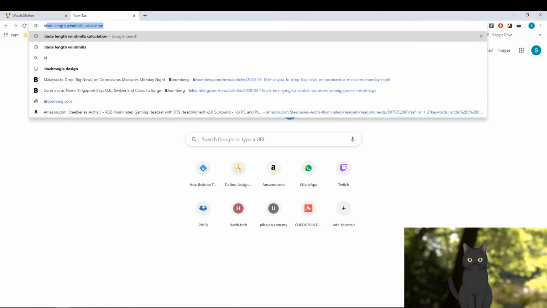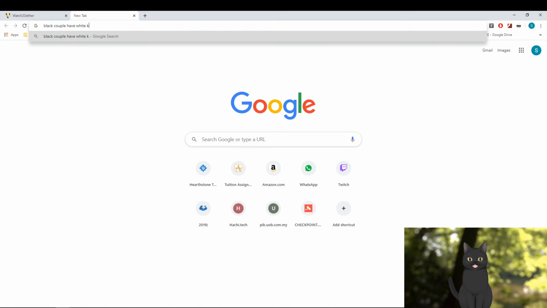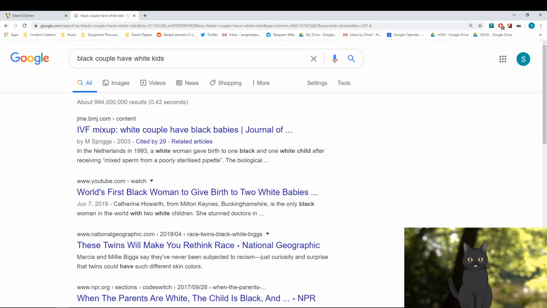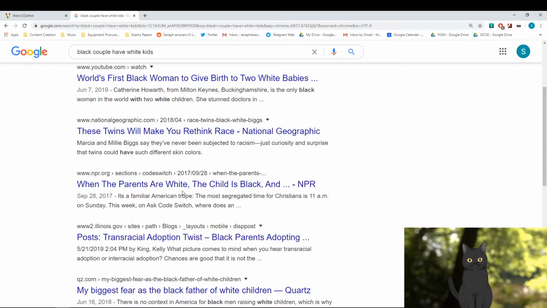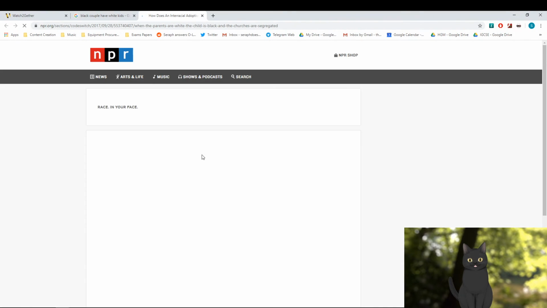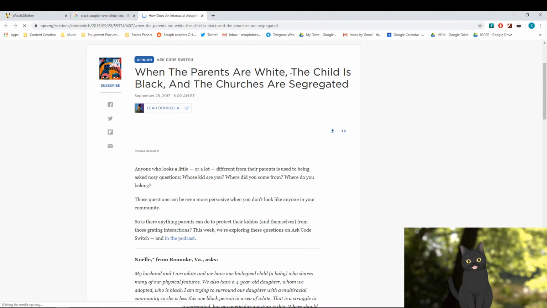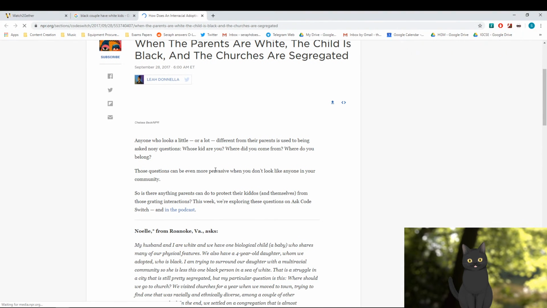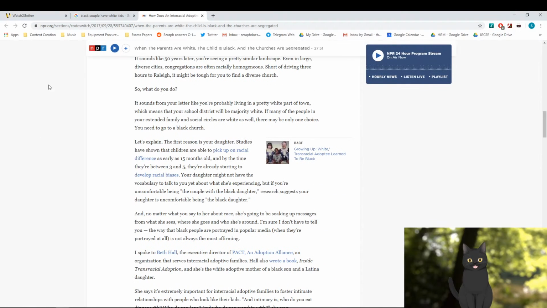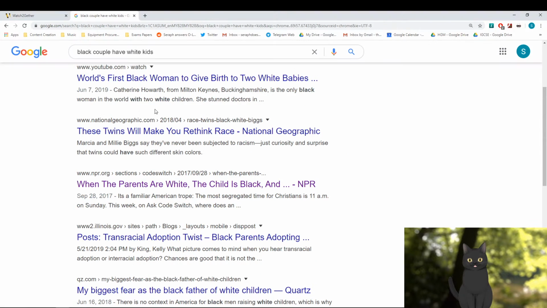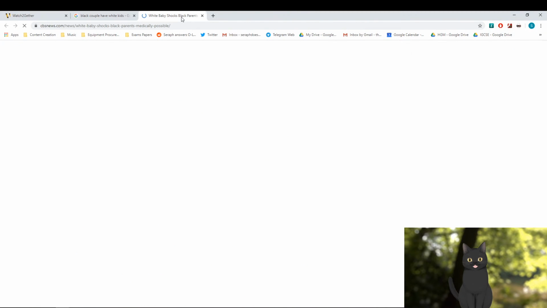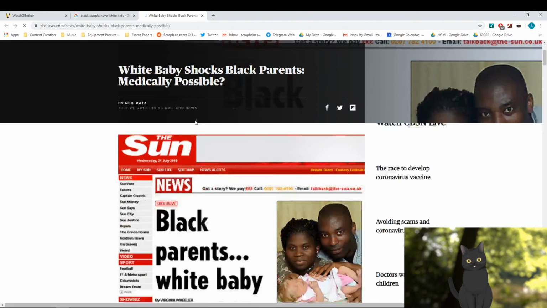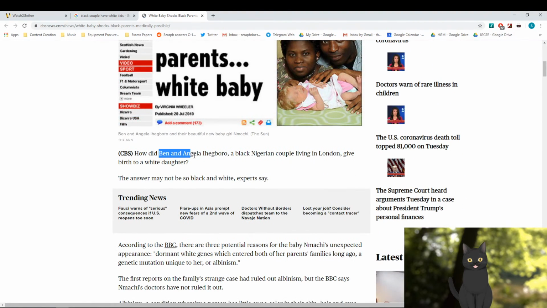So okay, a black couple has white kids. Oh, I think it's the opposite, when the kids are white and then the child is black, I think. I forgot where I read that before. It was pretty tragic. Okay, this is CBS News, so it should be okay. White baby shocks black parents. Medically possible. See, how did Ben and Angela give birth to a white daughter?